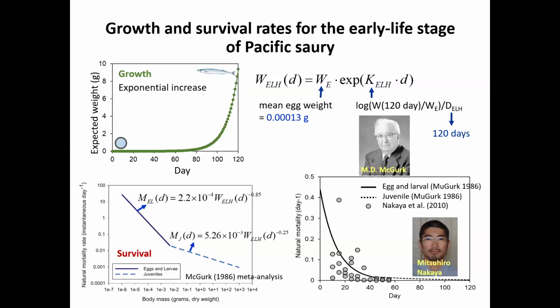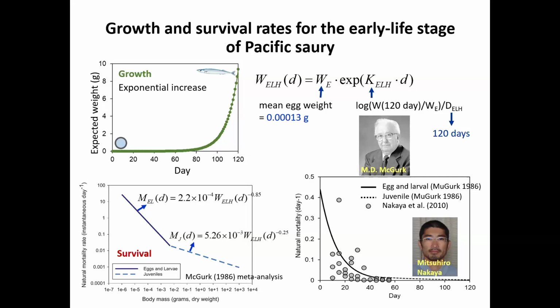Okay, so for the early life stage, the growth and the survival rate: the growth is assumed to be an exponential increase function to describe the growth during the early life stage. So we define the early life stage as about 120 days, from the egg to the larva. So this is the expected weight increase during the early life stage. And we can use the empirical equation from Lorenzen to understand the natural mortality given the body mass. You can use the equation to calculate the natural mortality given body mass.